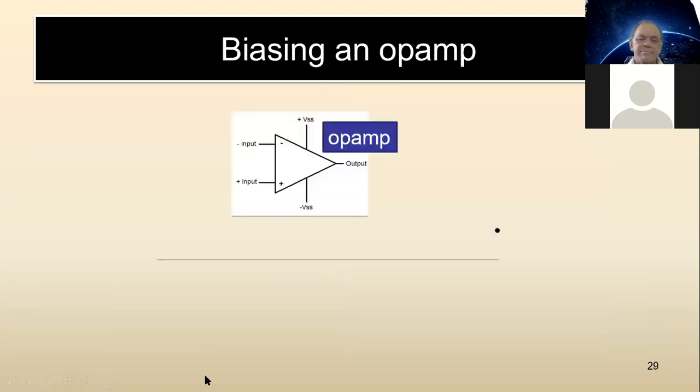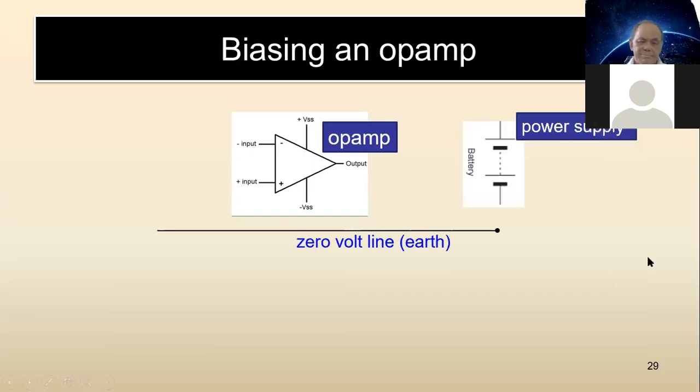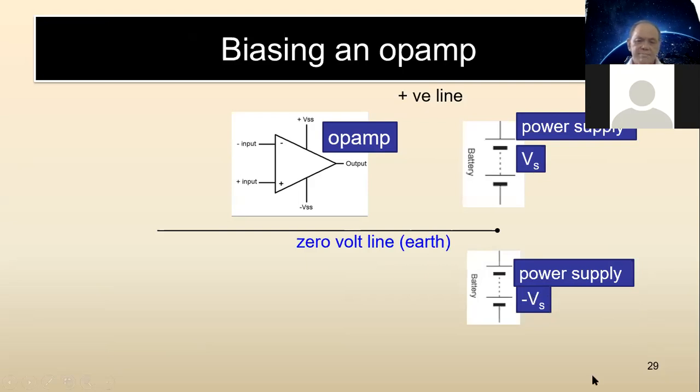Okay, that's your op amp. How do we put voltage on it? We have a V plus, we have a V minus supply. How do we do that? That's called biasing the op amp. We have to bias it. We have to put supply voltage there so that it can work. So we have usually a zero line, the earth line, and then we have a power supply, can be a battery in series, Vs, and then another set of battery. That will give you your minus Vs. This will give you your plus Vs.